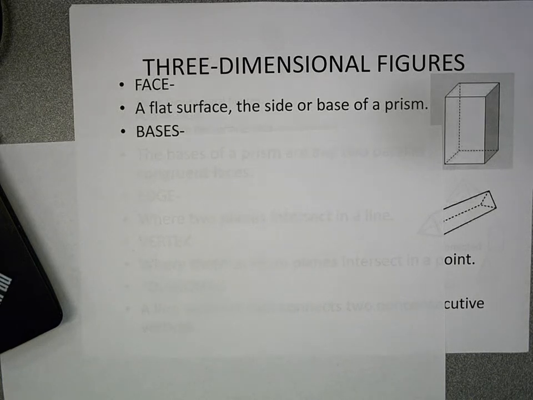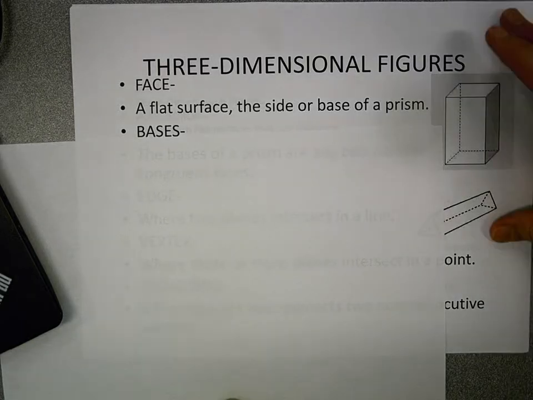So you think about it, right? If you're rolling a die, how many different numbers can pop up? Six, right? It's because there's six faces on a cube, or a rectangular prism. So those are all faces. That's what it's talking about. So each flat surface is the side or the base.